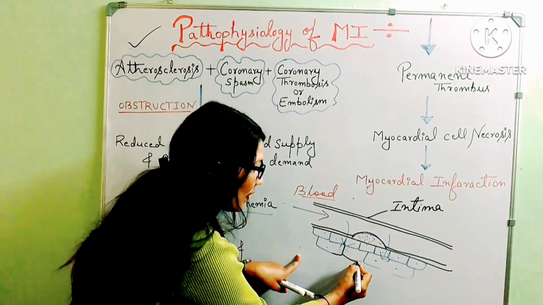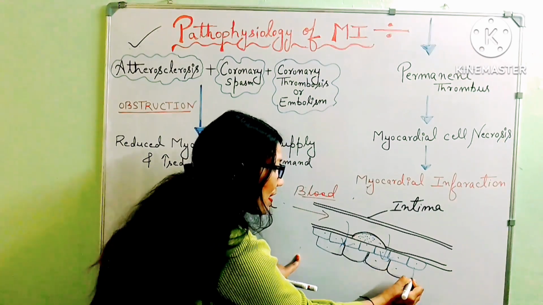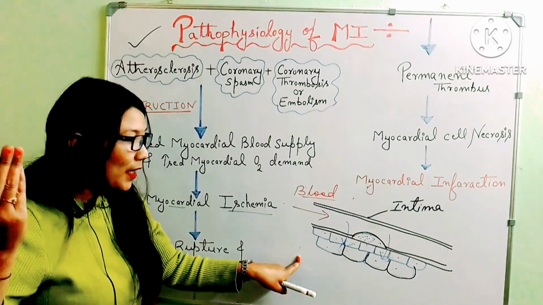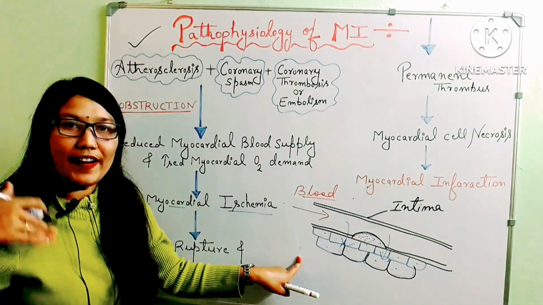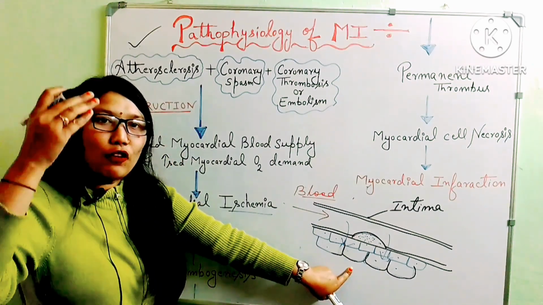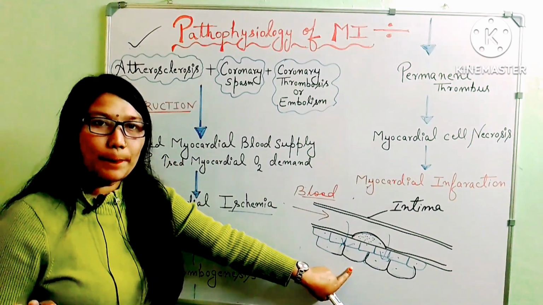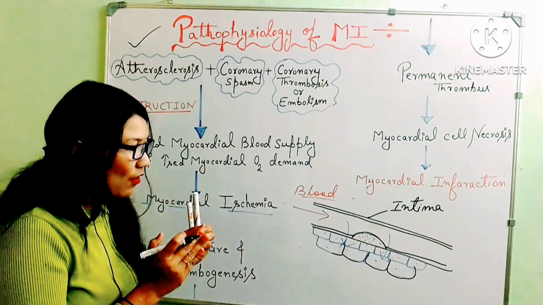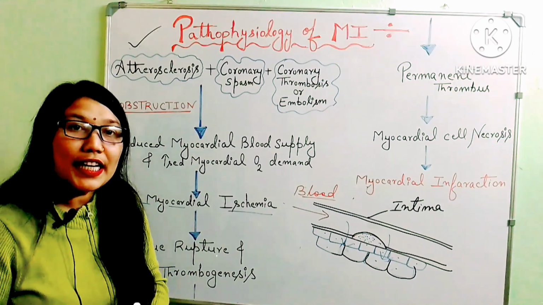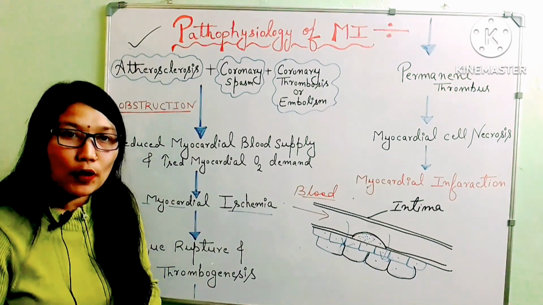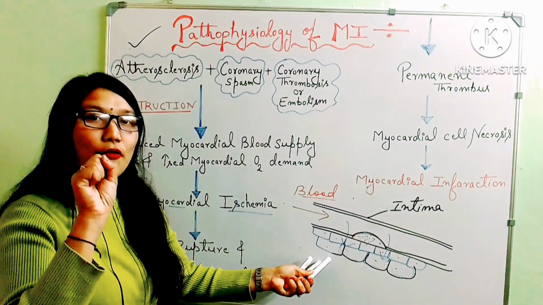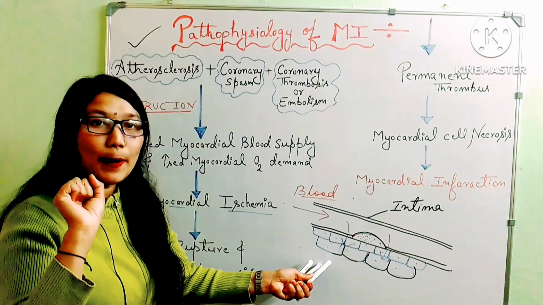These cells are deprived of oxygen, so they will send a signal to the brain, and the brain will release adrenaline, because it doesn't know what is going to happen. It will release adrenaline in the whole body. What will adrenaline do? It will increase sympathetic activity in the body, and our heart will beat at a faster rate. There will be tachycardia in the patient.